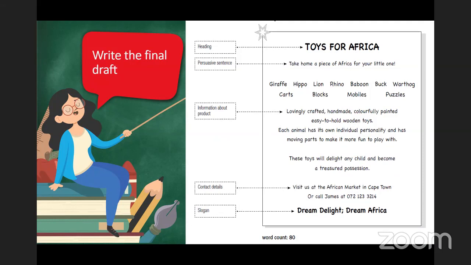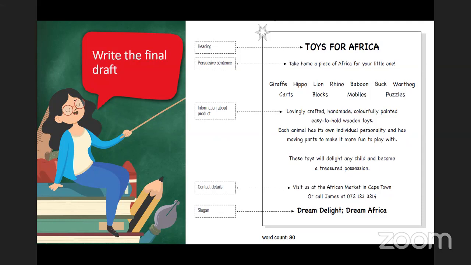And then we've got information about the product, very important because people need to understand exactly what it is that you are selling. So you describe what that product is. Lovingly crafted, handmade, colorfully painted, easy to hold wooden toys. Be very smart in your word choice as well.